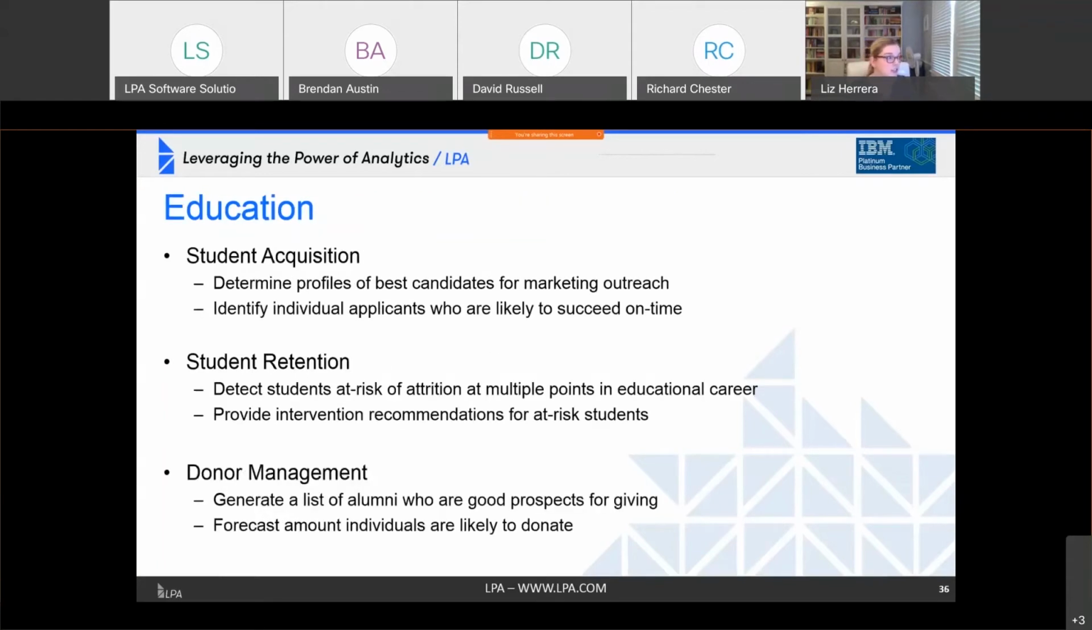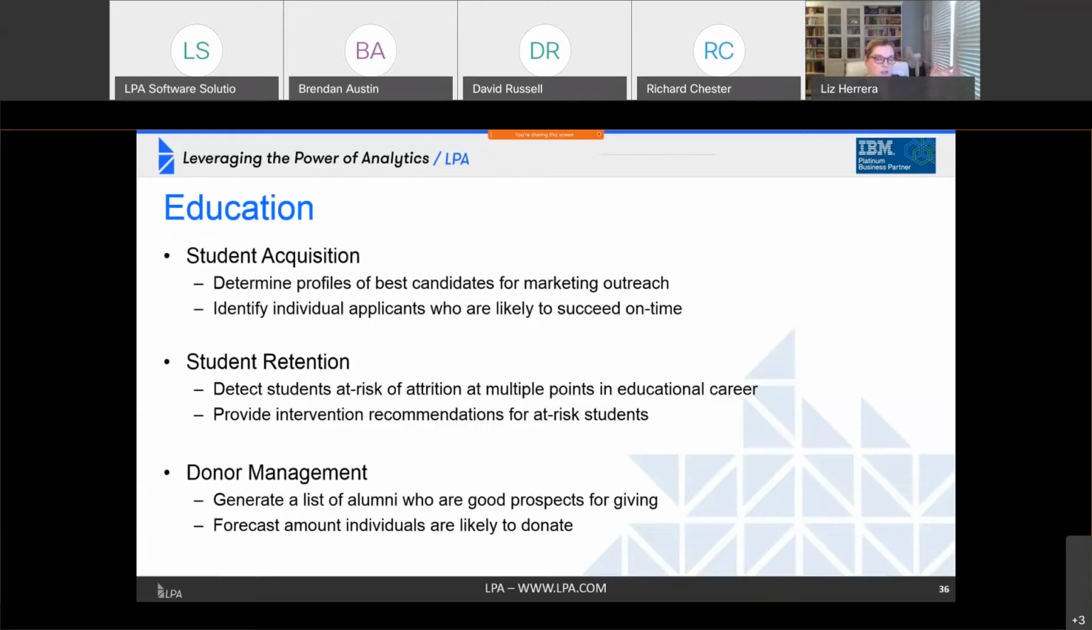All right, education. Three main use cases that we see with our clients. Student acquisition. So identifying the best profiles of the candidates who are likely to actually attend, or who you might want to make an offer to. That's a big one. And also identifying those folks who are going to succeed on time, because you want to invest in the people who are actually going to make it through a program on time.